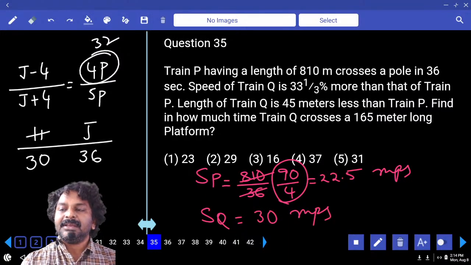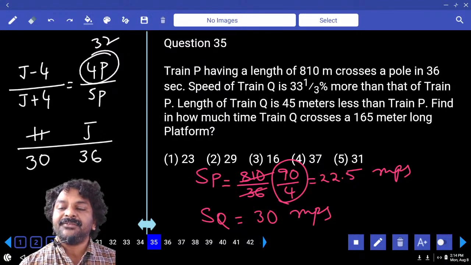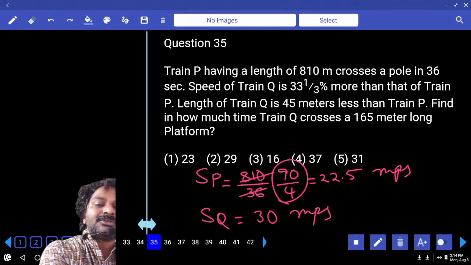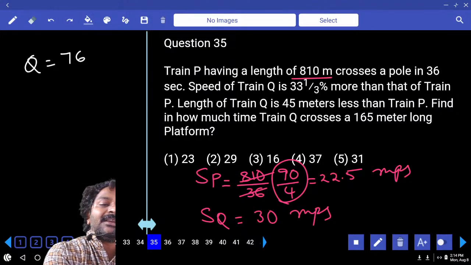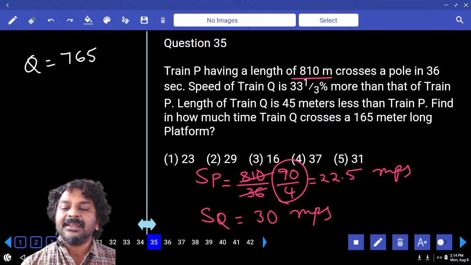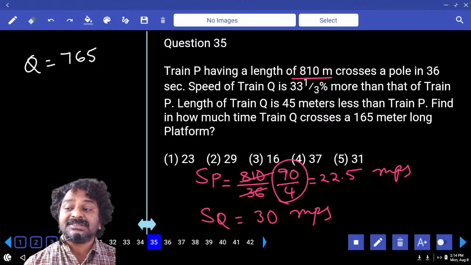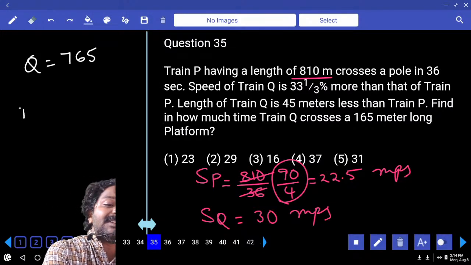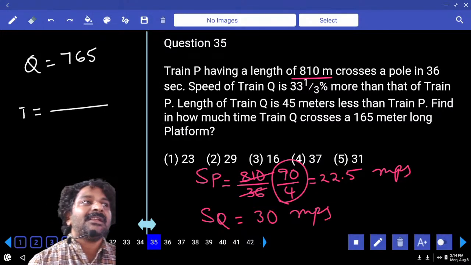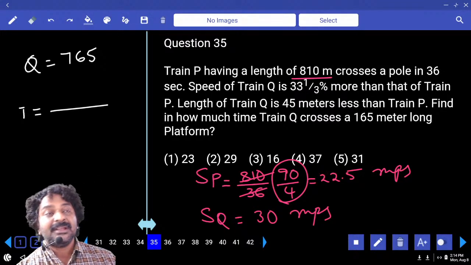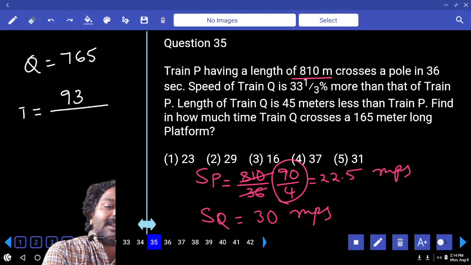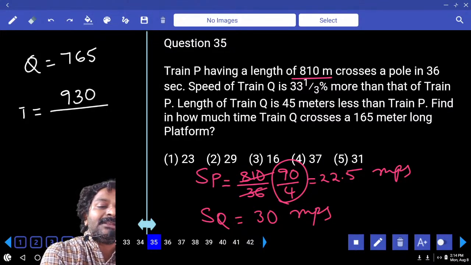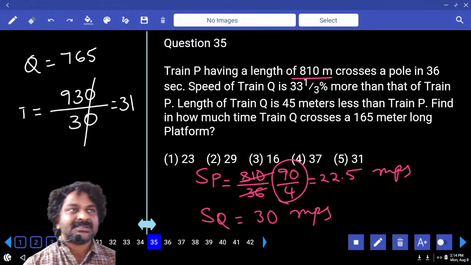Understood? Next. The length of Q is 45 meters less than train P. So the length of Q is equal to 810 minus 45, which is 765. Now find in how much time train Q crosses a 165 meters long platform. Time is equal to distance by speed. Train length is 765 and it has to cross a platform of length 165. Then it becomes 930, and with the speed 30 meters per second, answer 31 seconds.